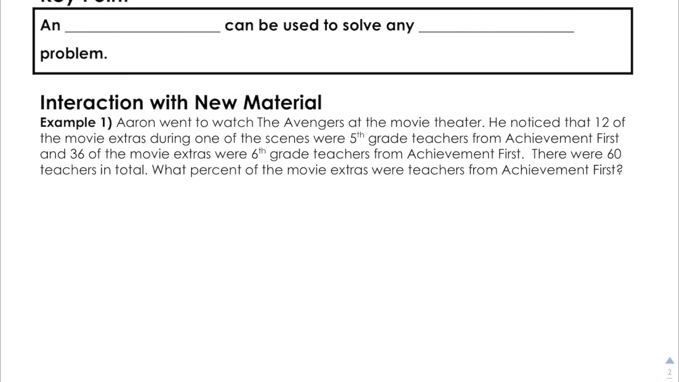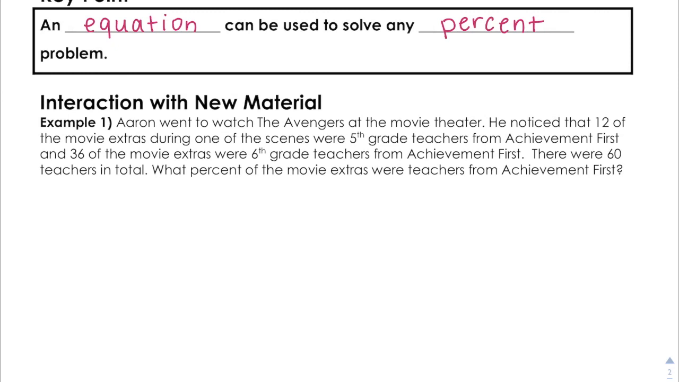All right, key point. Can you guess what it is? A blank can be used to solve any blank problem. Okay, let's see. Change to pink. An equation can be used to solve any percent problem. All right, let's go ahead and do the interaction with the new material.